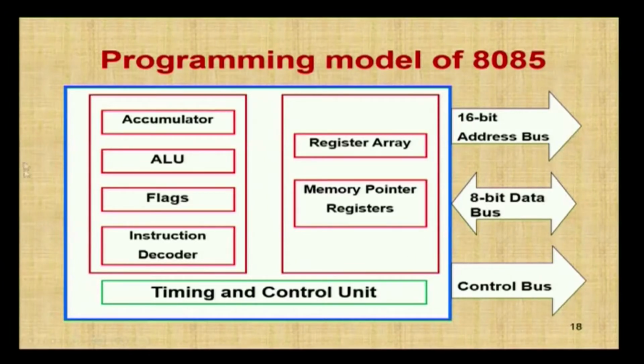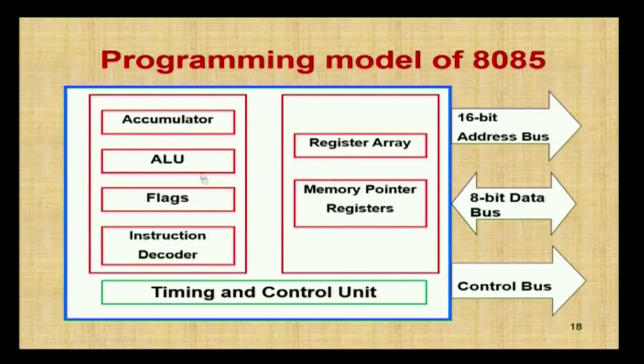So, this is a simplified programming model of the 8085. The 8085 contains an accumulator. Then, to perform logic and arithmetic operations, we have the arithmetic logic unit, and after the operation you may get a result. The result may overflow. When you add 2 numbers, there may be overflow, and you may get 0 as the result, and so on like that.